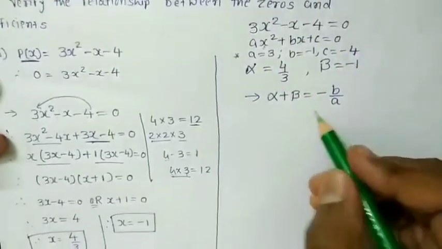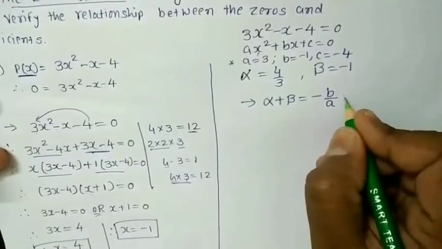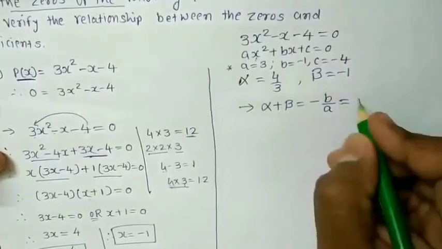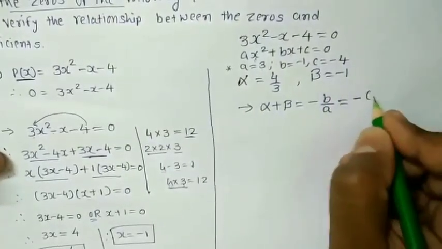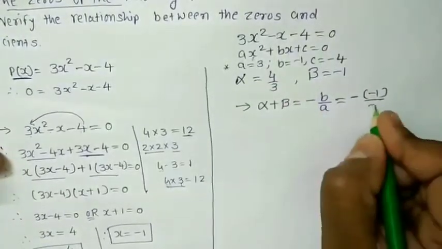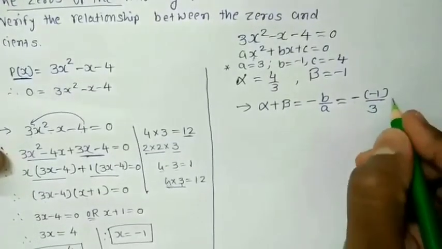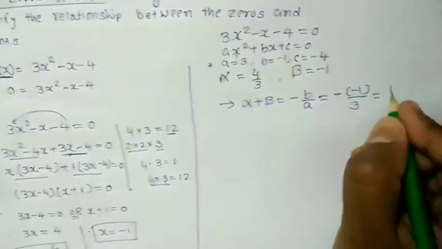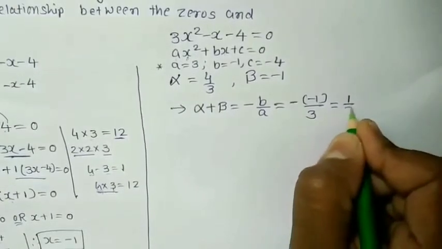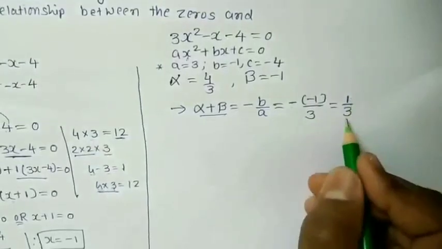Now I will put the values in the formula. Alpha plus beta is equal to minus b upon a. We'll put it here. What is the value of b? You can see it is minus 1. So I will keep it as minus into bracket minus 1, the value of b, upon the value of a, a is equal to 3. Now you can see minus into minus in multiplication, minus minus turns to plus. So it is minus into minus 1, that is plus 1 upon 3. This is what we are getting from the formula, that alpha plus beta is equal to 1 upon 3.